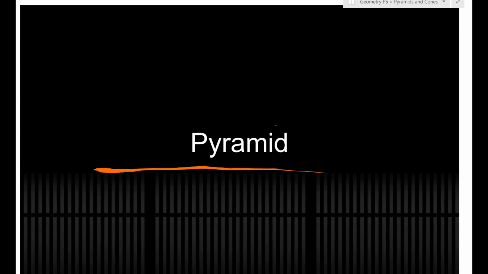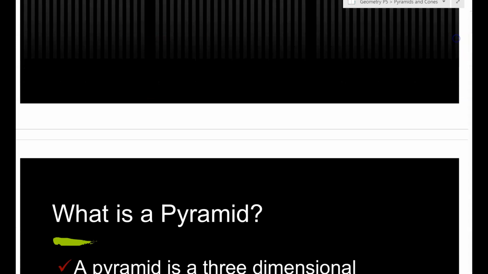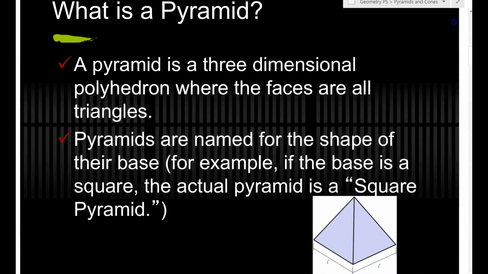All right, I think you know what a pyramid is. I think you're familiar with that idea of what it looks like, except for a couple things. It is a three-dimensional, again, that polyhedron. But in this case, the sides, the faces, are all going to be triangles, unlike a prism where they're all rectangles. And the pyramids are named for their base.